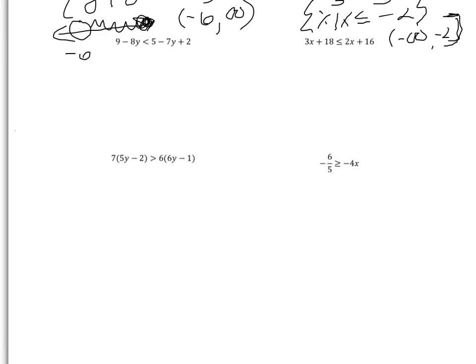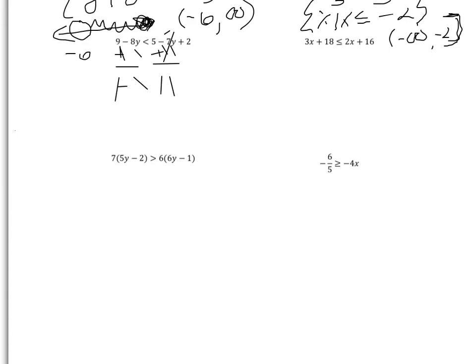Okay. So moving down to this next one here. We want to get all the y's on one side, and we want to get all the numbers on the other side. So I'm going to get all the y's to the left. So I need to get rid of these negative 7y's. So if I add 7y to both sides, our 9 carries down. Negative 8y plus 7y is a negative y. That's less than. And over on this side we can combine some like terms as well. 5 plus 2 is 7. Our y's cancel off, so we have that.